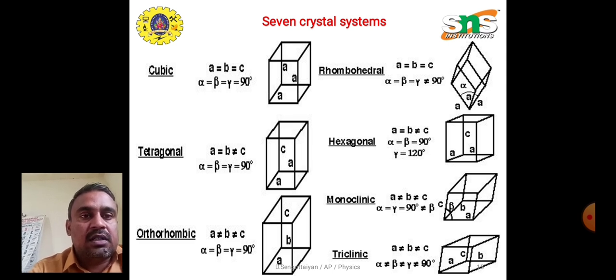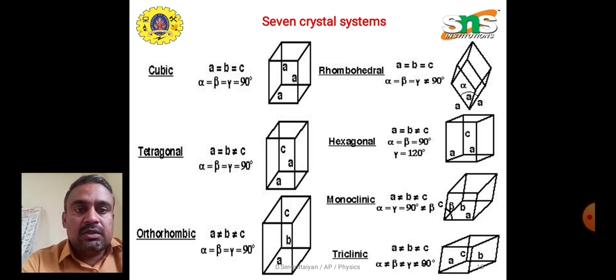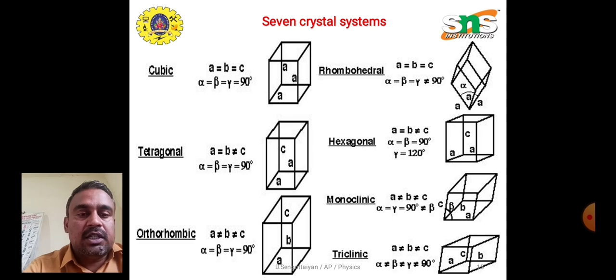The second one is tetragonal, a equal to b but not equal to c, so the x and y lengths are the same but not equal to the height, and alpha, beta, gamma are equal to 90 degrees. The next one is orthorhombic, a not equal to b not equal to c, so all the axis lengths are totally different, and the axial angles alpha, beta, gamma are equal to 90 degrees.